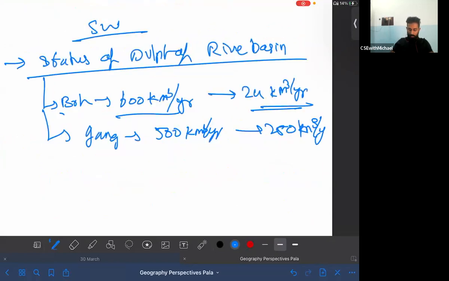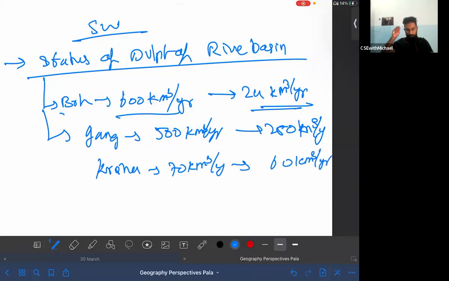Now, if you look at other rivers, maybe something like Krishna, for that matter of fact, Krishna has about 70 cubic kilometers per year, but out of that, about 60 cubic kilometers per year is utilized. So high level of water utilization.